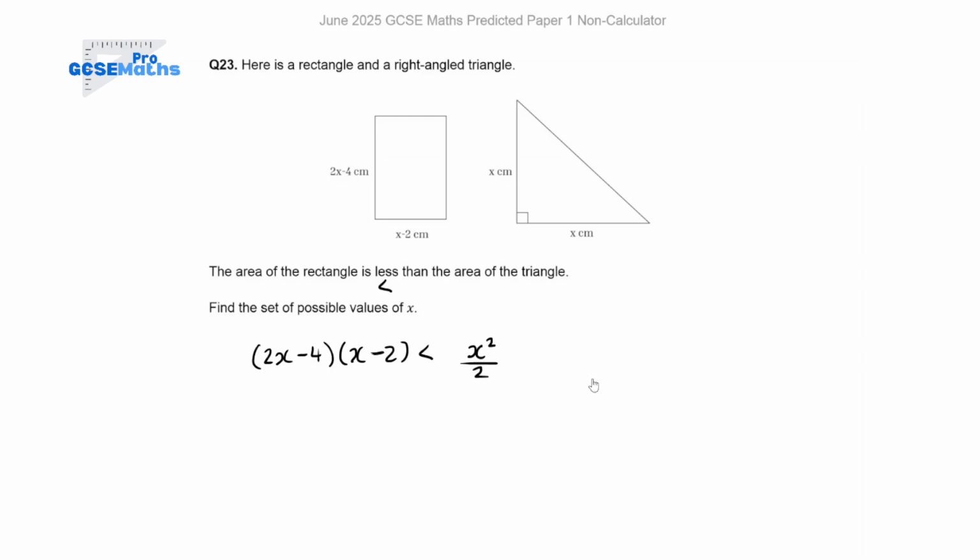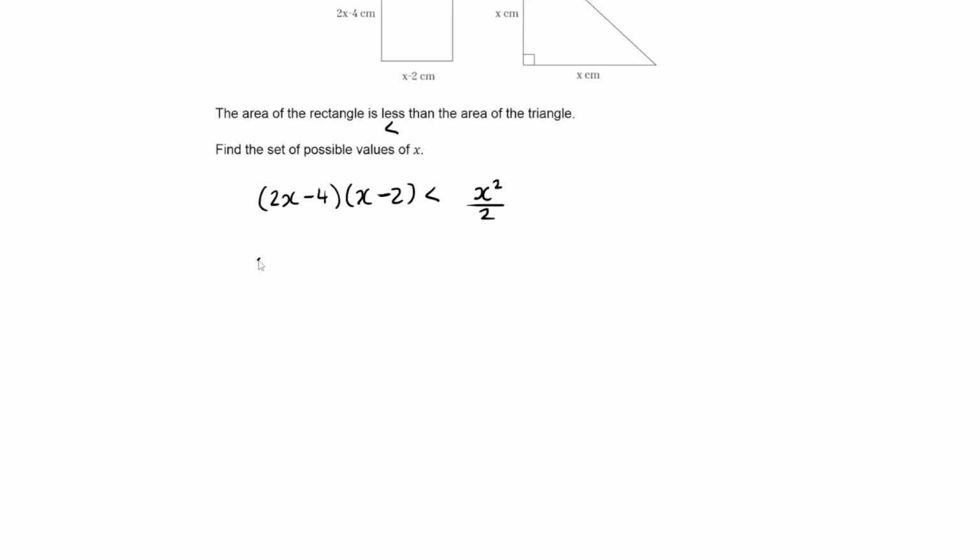Now I've got this, I can almost forget about my context and just solve this for now. So I'm going to expand this side, I get 2x squared minus 4x plus 8 is less than x squared over 2, which I don't really want as fractions, so I'll probably multiply everything by 2 as well.